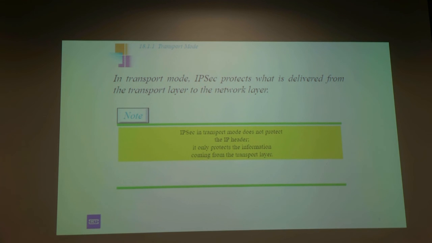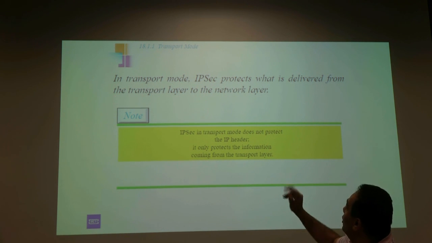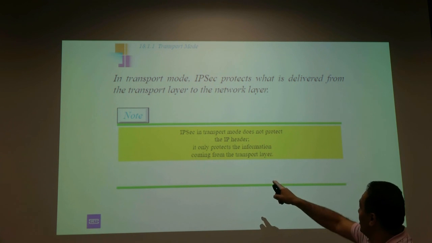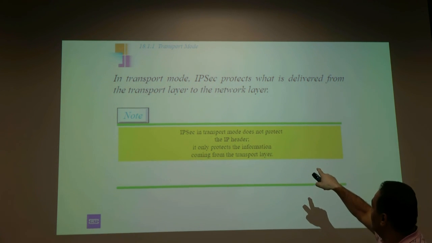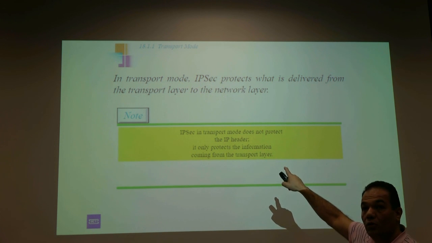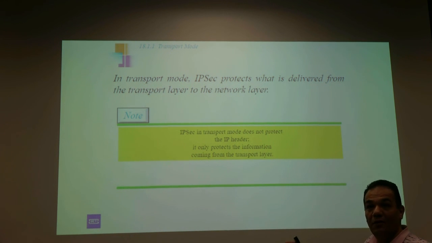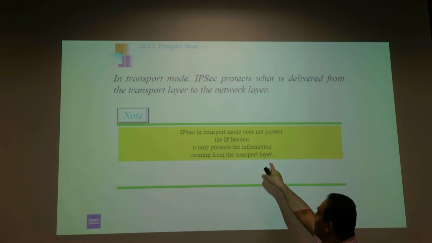Remember, there are two modes: transport mode and tunnel mode. Let's start with the transport mode. In the transport mode, IPsec protects what is delivered from the transport layer to the network layer. IPsec in transport mode does not protect the IP header. It does not protect the header. It protects the IP body, and only the information coming with it.